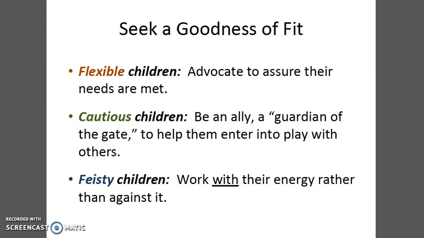All of these strategies and approaches to working with children with respect to their temperaments support a goodness of fit. There's a goodness of fit when the adult handles a child and makes demands in a manner that enables the child to meet the demands successfully. With flexible children, you can be their advocate to assure their needs are met. With cautious children, you can be their ally, the guardian of the gate, to help them enter into play with others. And with feisty children, you can work with their energy rather than against it.